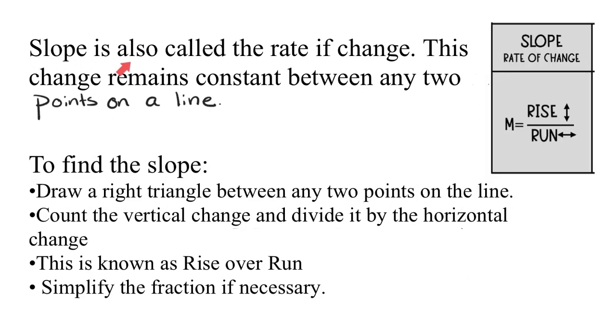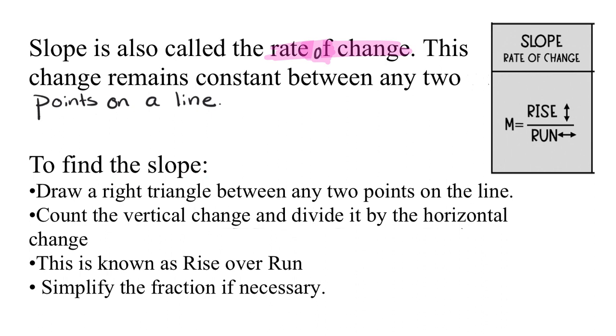So slope is also called the rate of change. This change remains constant between any 2 points on a line. So slope or rate of change. If something is looking for the rate of change, there we go, rate of change. So 2 points on a line, it is going to be the same slope from there. So slope is the rate of change.